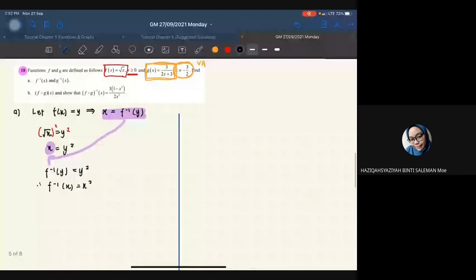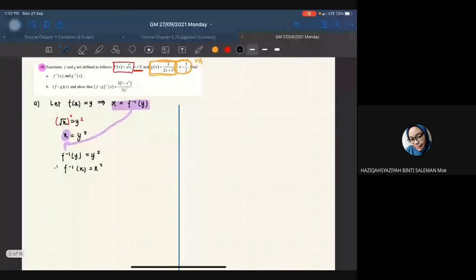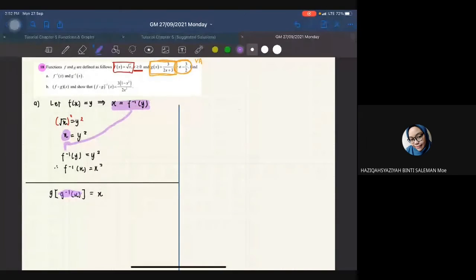Okay, so next kita nak cari G inverse pula. So yang ni saya nak guna cara property. So saya potong dulu macam ni. Okay, so jom try cara property. So we have G in bracket G inverse of X. Okay, and then we equal it to X. Okay, so sekarang ni kita punya target is we want to find what is G inverse this one.